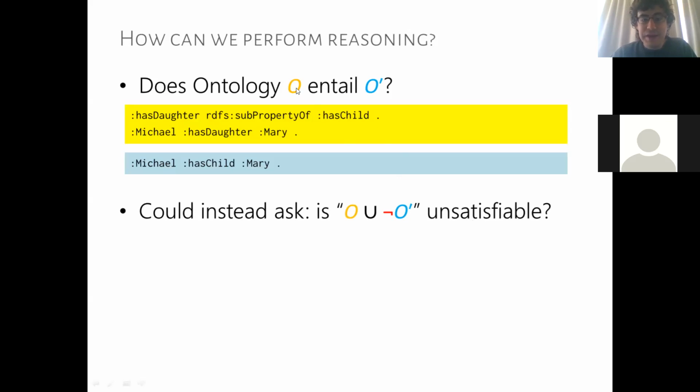So what we're going to say is that O entails O prime. We can use this observation: O entails O prime if and only if the union of O and not O prime creates a contradiction. Okay. And one way to perform entailment then is just to reduce the problem of entailment to satisfiability. That way we can just implement satisfiability and we have entailment automatically. So it's like A entails B if and only if A and not B is false, is an inconsistency.